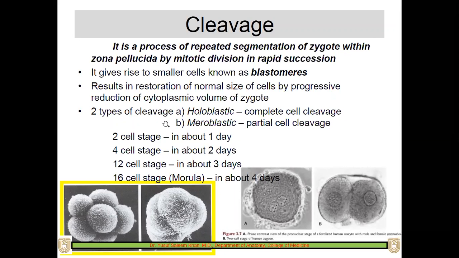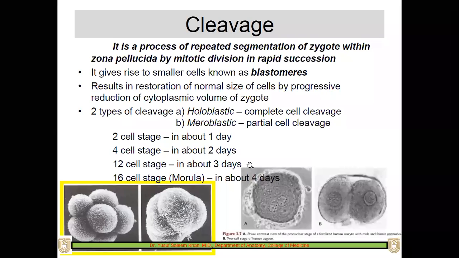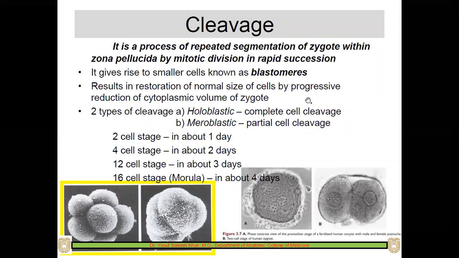So there are two types of cleavages. One is called holoblastic and the second is called meroblastic. Holoblastic means complete cell division. One cell is completely and equally divided into two, then the two cells equally divide into four. But meroblastic is partial cell cleavage. Only a part of the cell will break and it will become the second cell. But here, what we have in the case of the zygote is holoblastic. So it is complete cell cleavage, which means equal division of the cells.